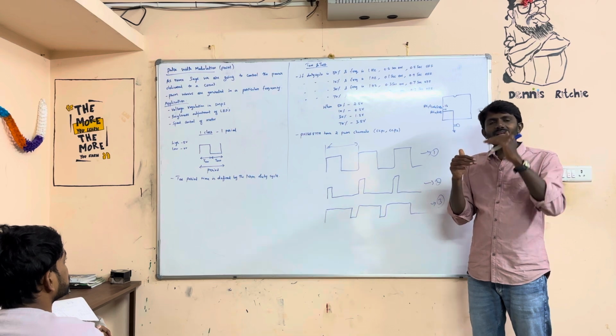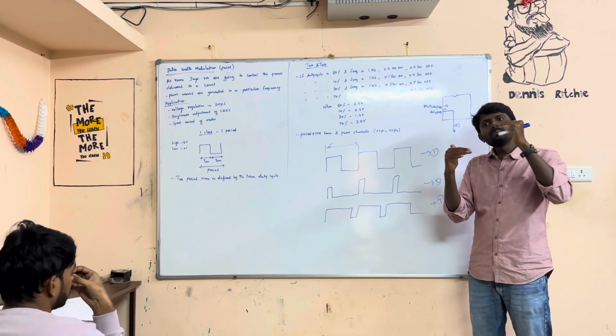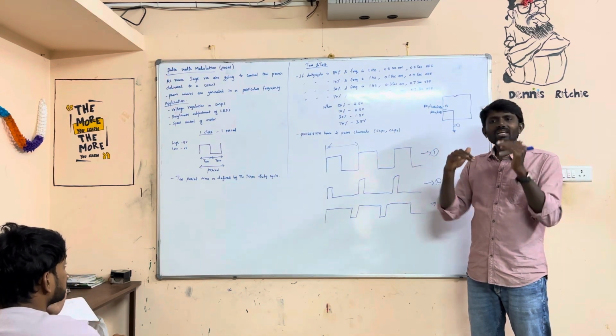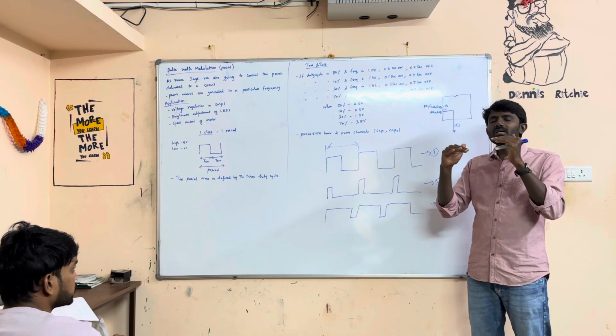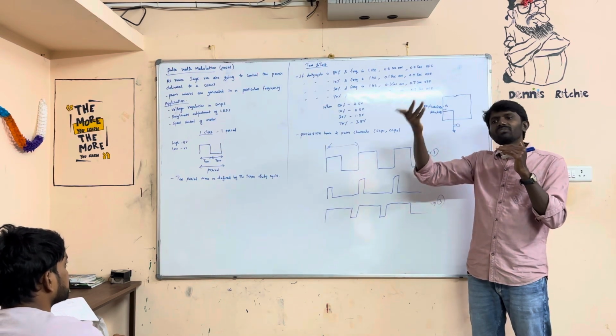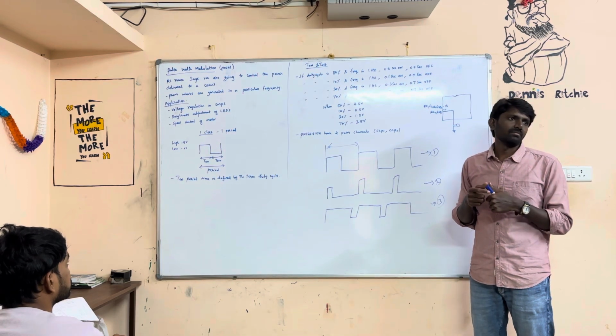How is it modified? Instead of 50%, T on may be 10%, T off 90%. Or T on is 70%, T off is 30%. Or T on is 30, T off is 70. According to the need, you are going to modify.